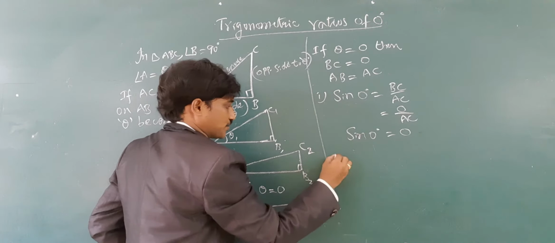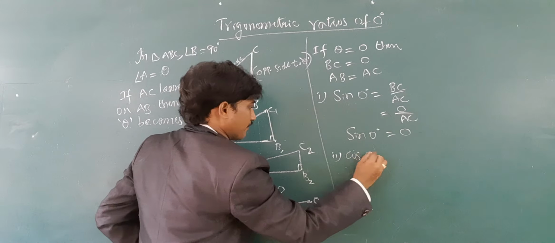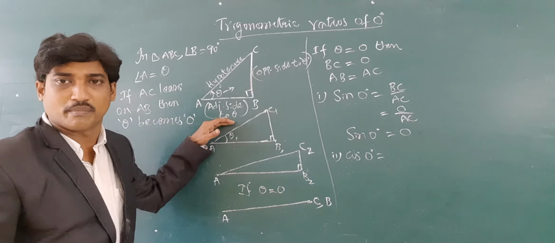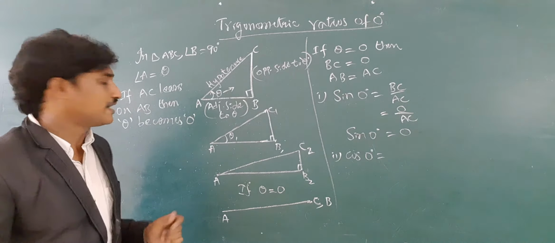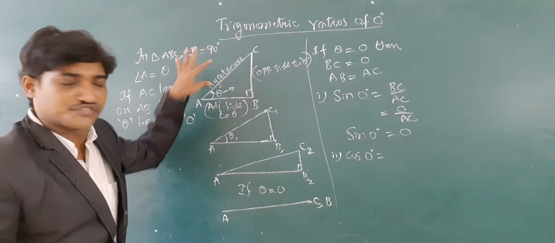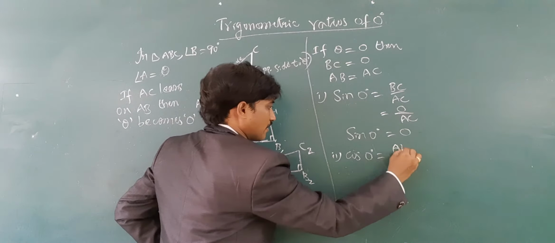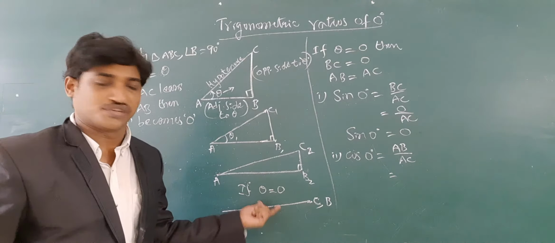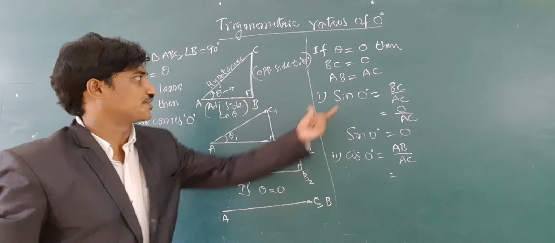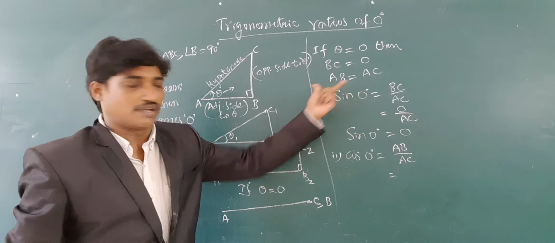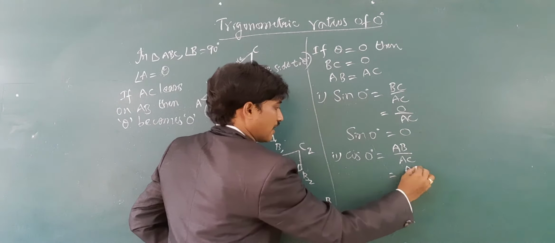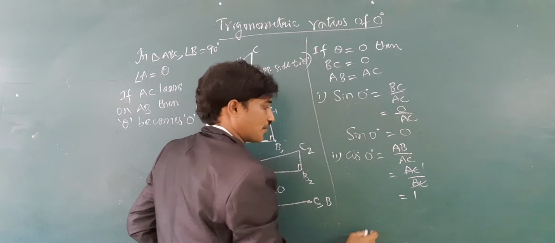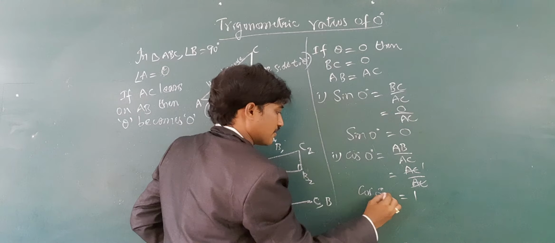So next one, cos 0 degree. Cos theta value we know is adjacent side to theta by hypotenuse, that is AB by AC. We know in case of theta equal to 0, AB equals AC, so that AC by AC. AC gets cancelled, so cos 0 degree is 1.